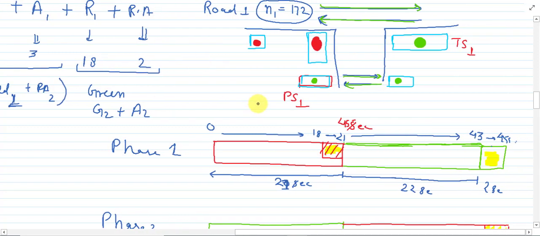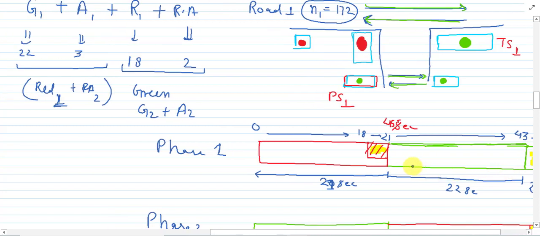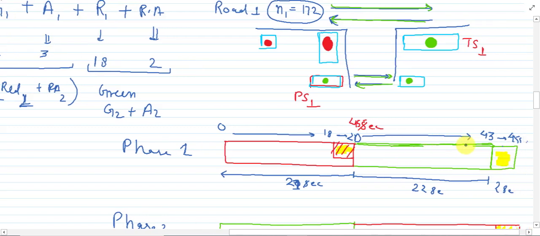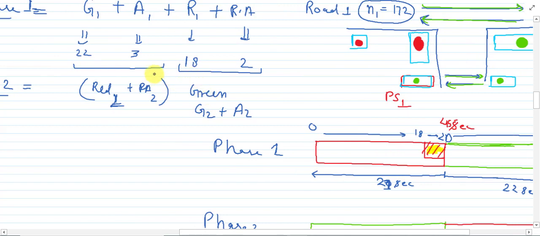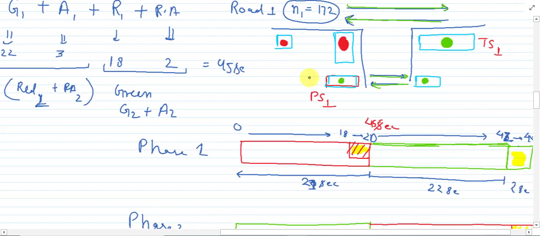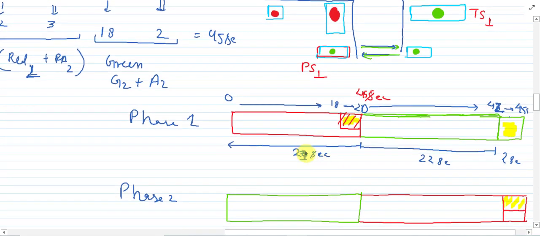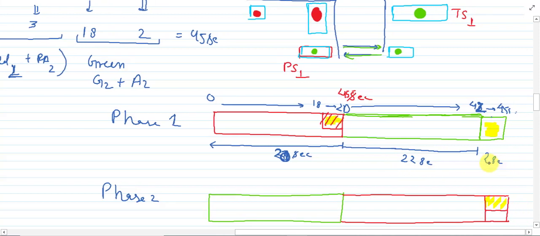Okay, that's why 18 plus 2 is 20. This is 20, and here it will be 20, and this is the 45. Okay, now this is complete. This is 20 and this is 25, gives the value of 45 seconds. Now this one value is equal to 20 and this one will be equal to 22, and the last one is equal to 3. So amber time is 3.